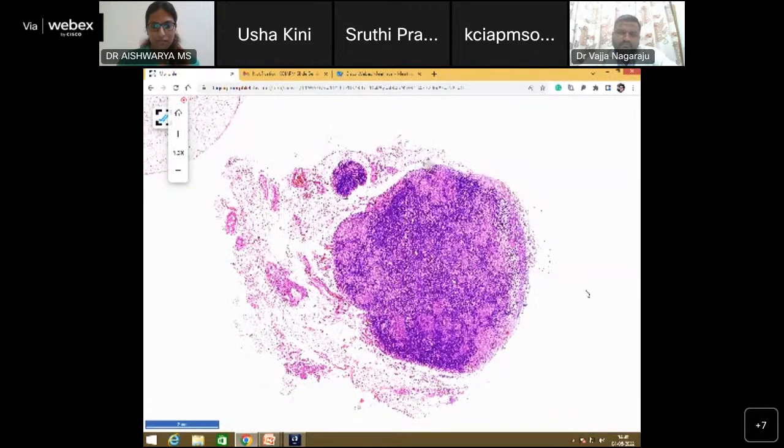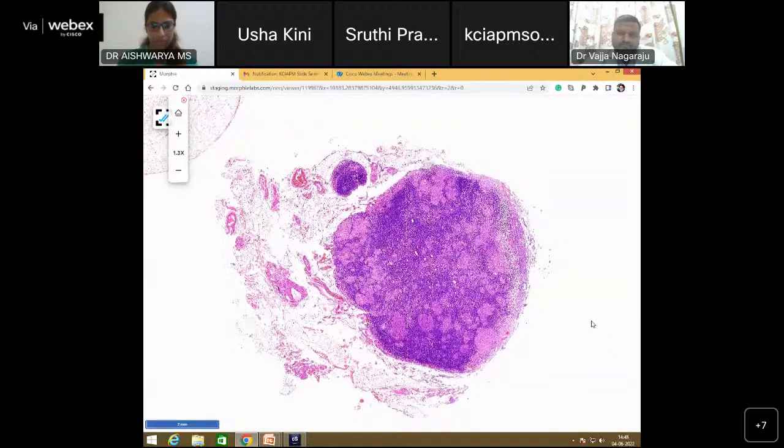Okay. If I can tell you something, we use the word effaced only when you do not make out one particular structure, that is, you should be able to see a capsule. Are you able to see a capsule? You're sure this is a lymph node?